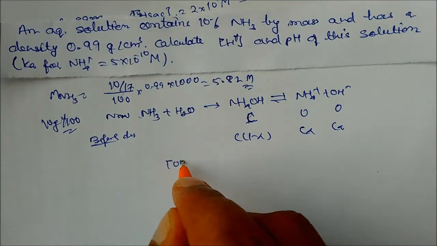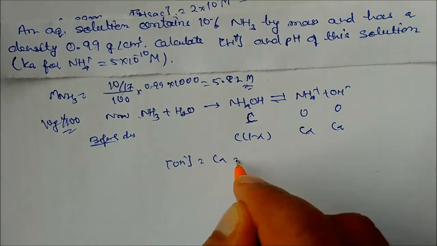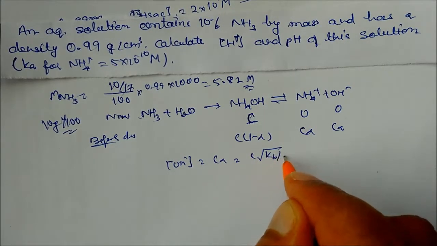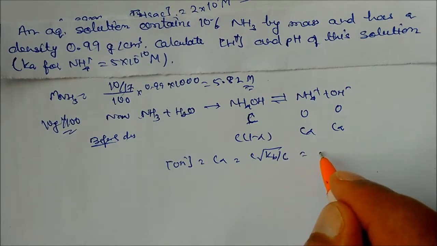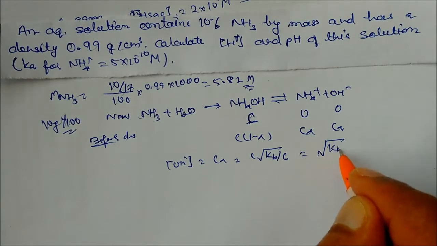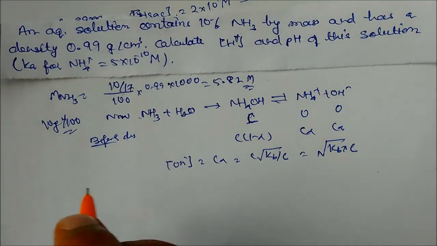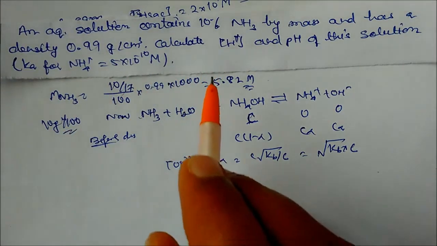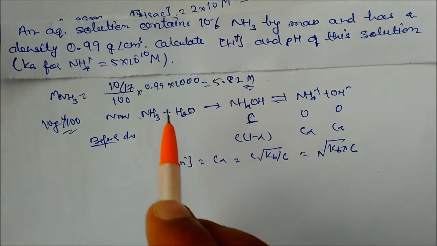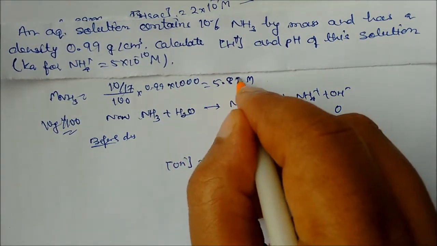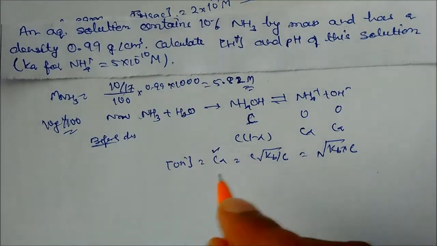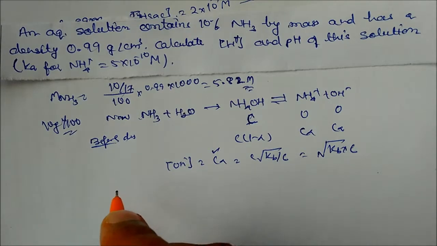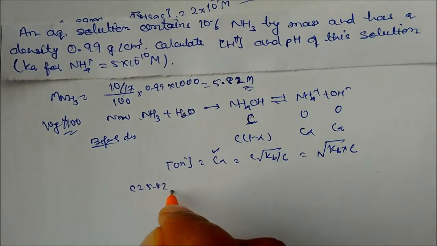Now the concentration of OH minus will be how much? This is nothing but C into alpha, and alpha we can write as the square root of Kb by C, so the concentration of OH will be the square root of Kb multiplied by C. Here C is already given, that is 5.82, and Kb is also given. So here C is 5.82.